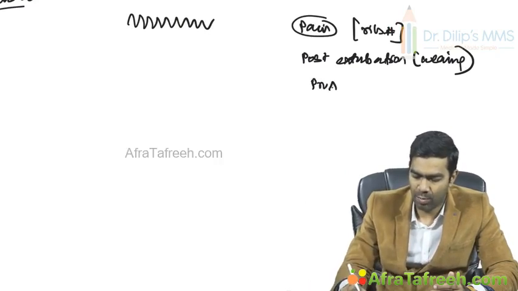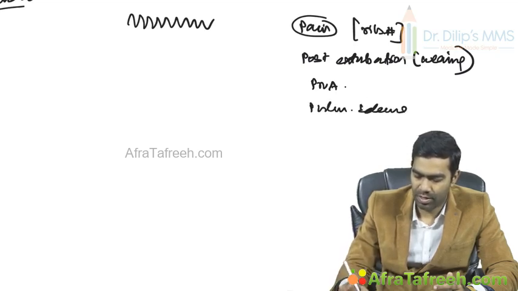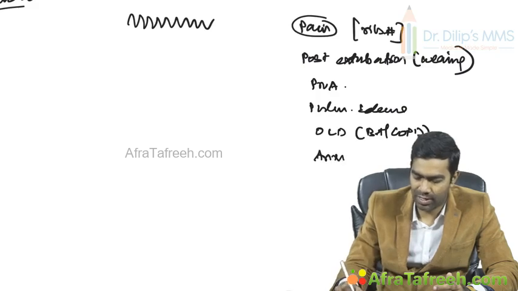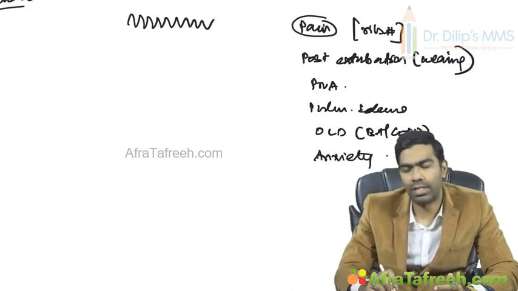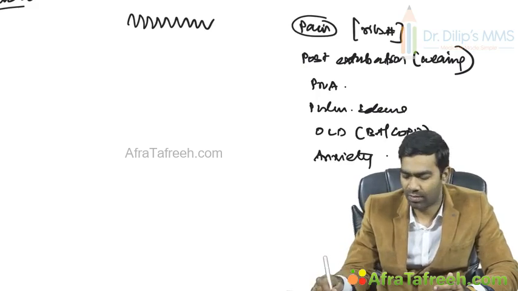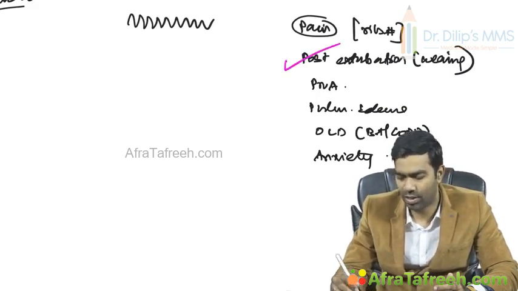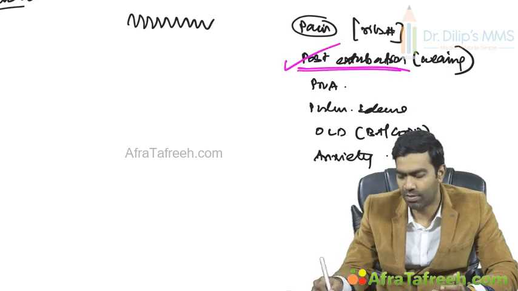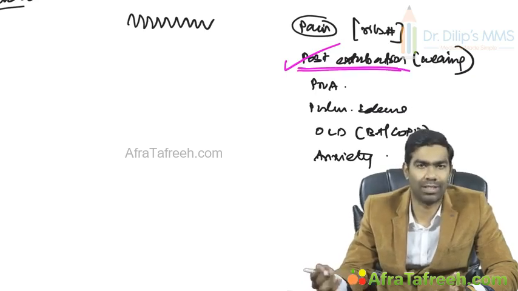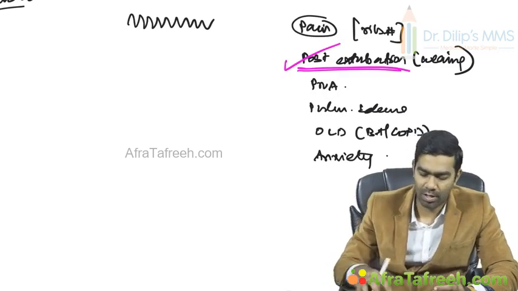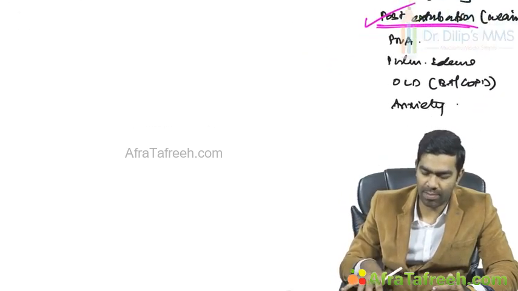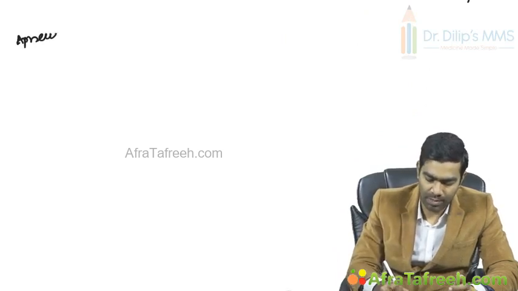Pneumonia patients, patients suffering from pulmonary edema, obstructive lung disease like bronchial asthma and COPD, and severe anxiety are all examples of this kind of rapid and shallow breathing. Very commonly, as a critical care physician, I'll be thinking more of this kind of cause, post-extubation and during weaning. Very commonly, you can see this rapid and shallow breathing. Then you have something called apneustic breathing.